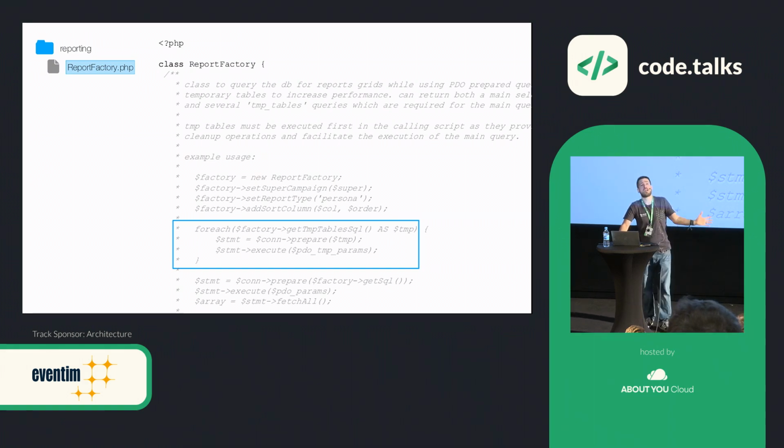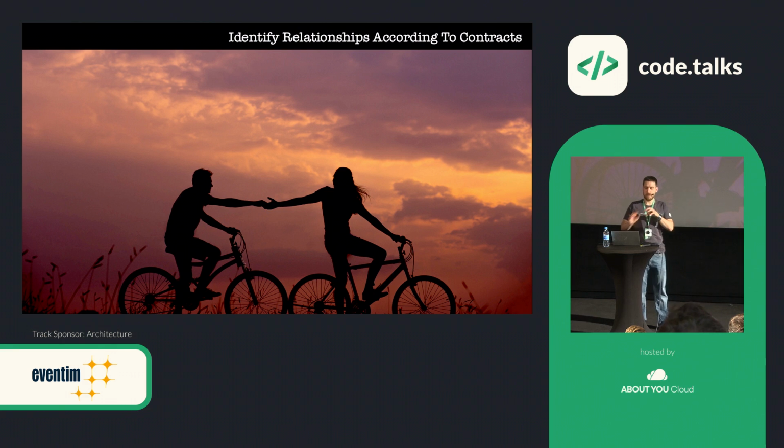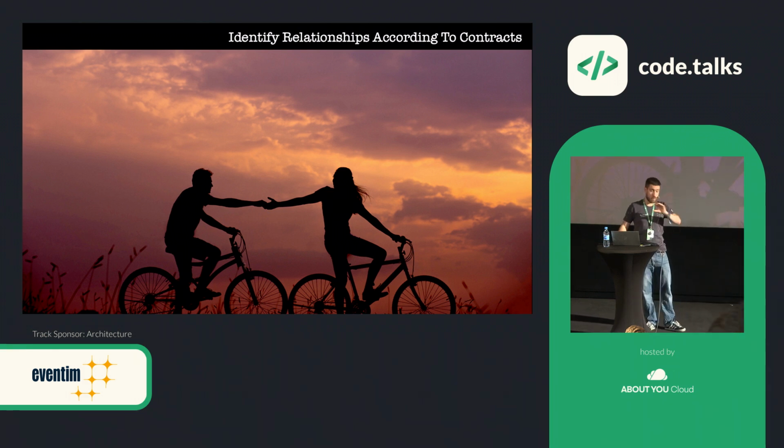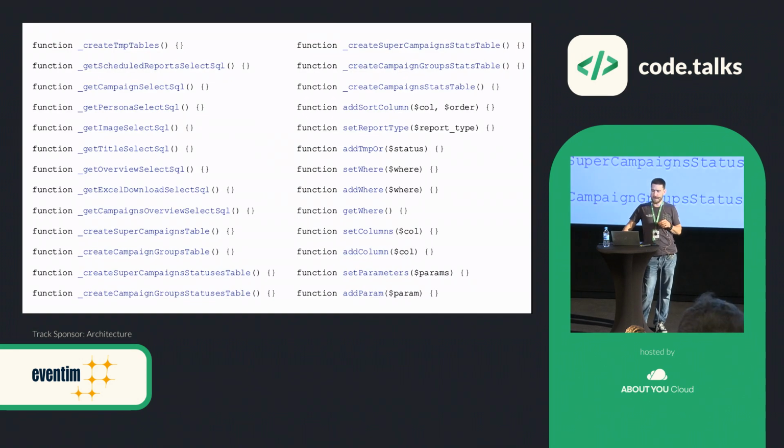So how could we go about refactoring that? Well, when you're faced with a God class, the first thing to do is identify relationships according to the contracts. Now, that's just a fancy way, I think, of saying, make a list of the functions and see what ones are similar. So if we look here, we've got a bunch of functions in this class. This is only a subset of them.